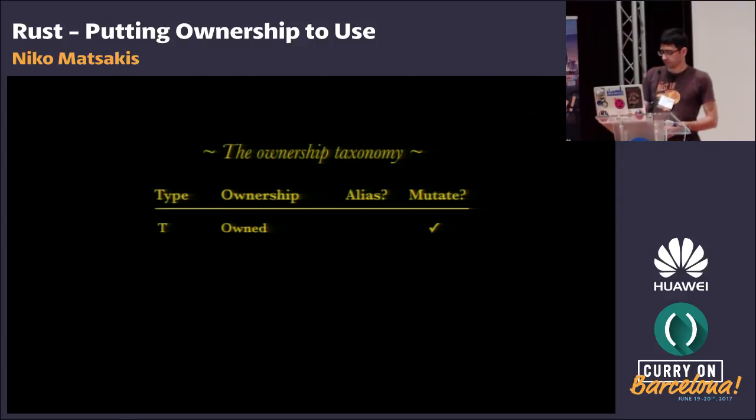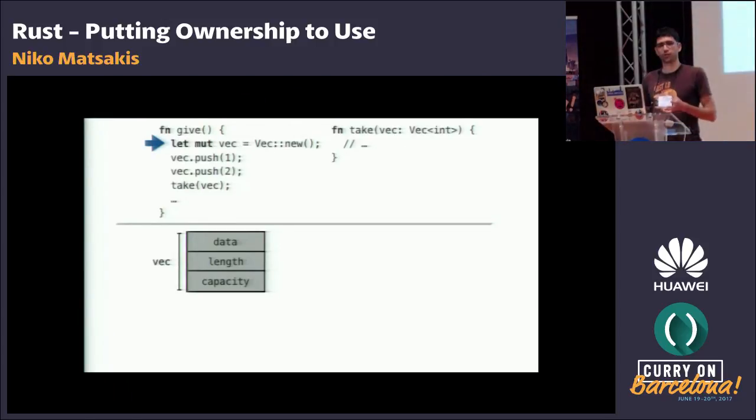The idea here is that every value that you create has an owner, which is a variable. In this first line of Rust code, I'm making a vector, and I'm storing it into the variable vec. And vec is then the owner of this vector. I can mutate this vector. You see I said let mut vec.